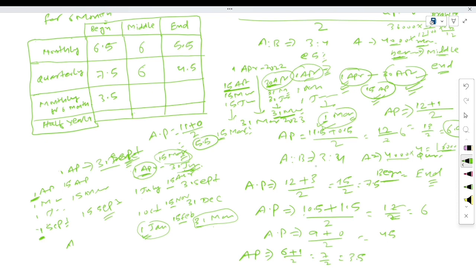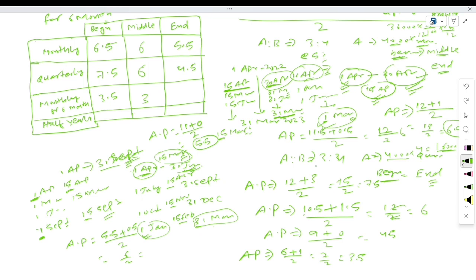See here, the average period will be month left after first drawing. First drawing is happening on 15th April. It means how many months will be left here? 5.5 months, because you are withdrawing for 6 months. Month left after last drawing, how many months is here? 15th September. It means 0.5 month, 6 upon 2. It means 3. Average period will be here 3.